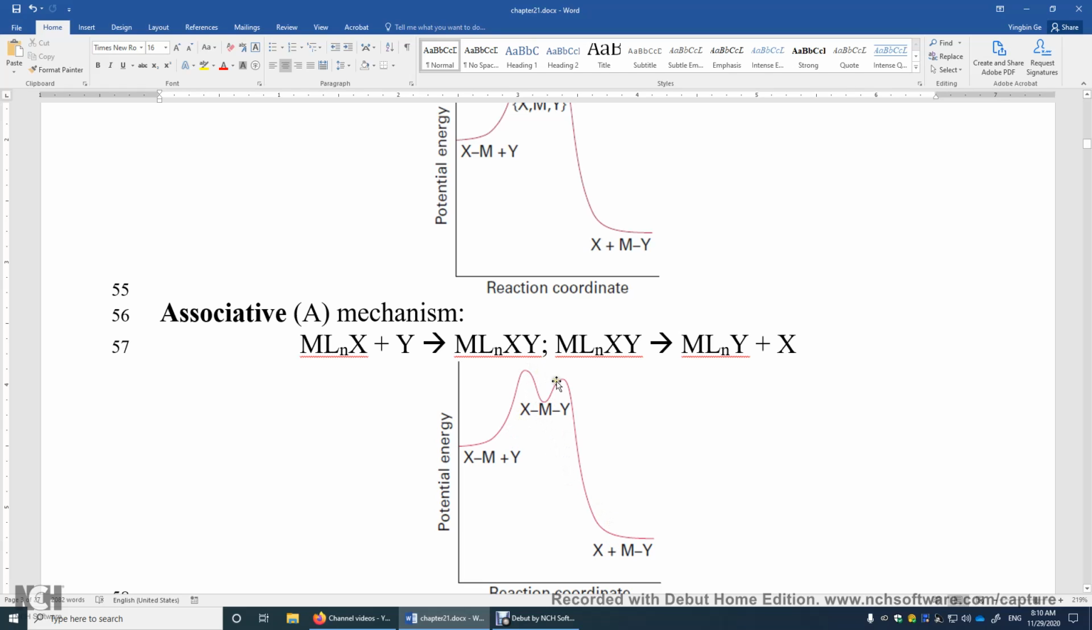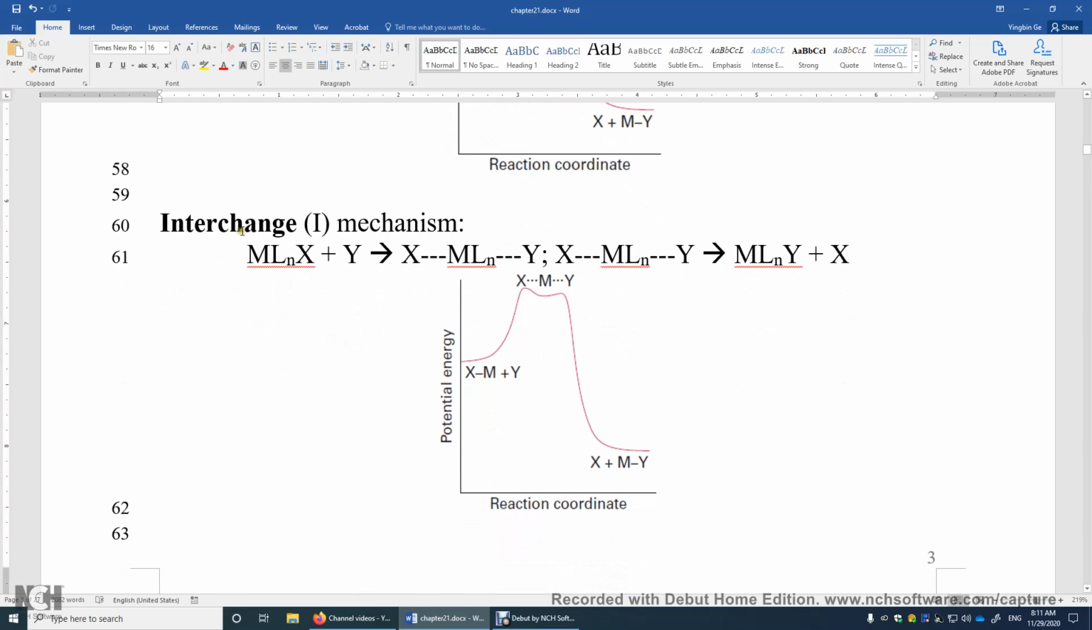And there are also two transition states. This is the transition state of the first step. This is the transition state of the second step. This is called associative mechanism because in the first step, you have this Y bonded to M, and X has not left yet.